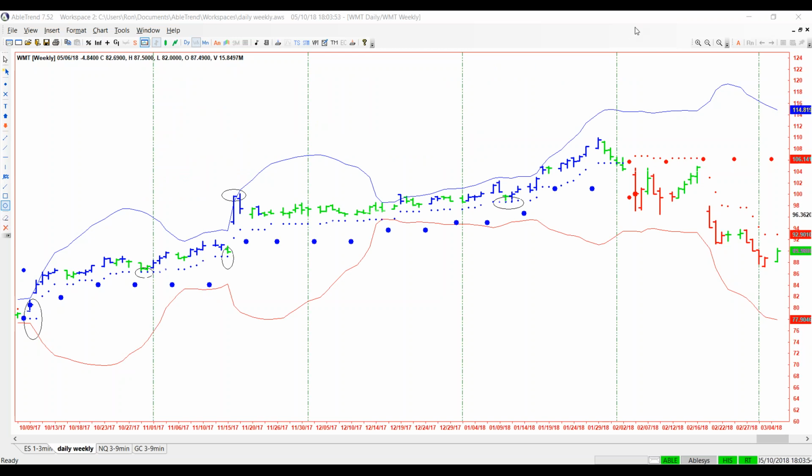This is Walmart daily, weekly chart. Thanks everybody for jumping in on that, because everything was looking good on my end, but I had a little glitch there that I fixed.